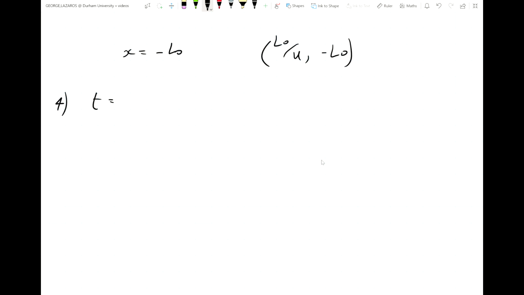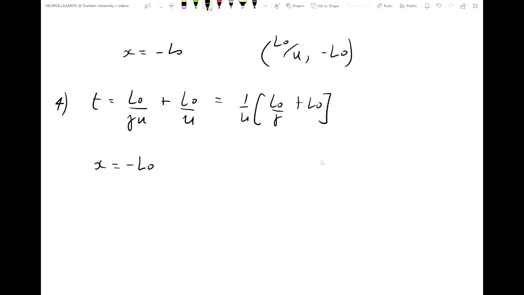Time is going to be equal to L0 over gamma u plus L0 over u, which equals 1 over u, L0 over gamma plus L0. And the position minus L0 again. So that leaves us with a 4 vector: 1 over u, L0 over gamma plus L0, and minus L0. So that's all the 4 key events for an observer in frame A.